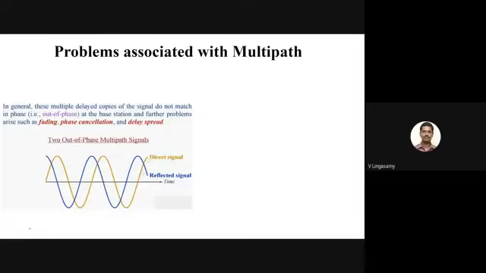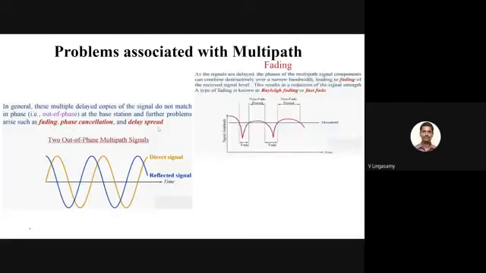One is the direct signal, which has come already, right? But the other signal, the reflected signal, you can see is a delayed version. So therefore we are getting phase cancellation, phase fading, delay spread, and so on. Next comes fading.